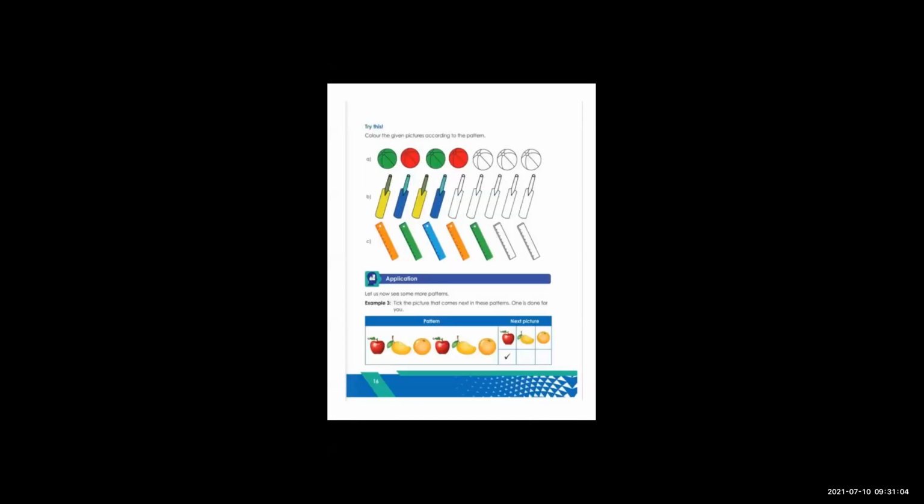Here we can see patterns of different colors. Green ball, red ball, green ball, red ball. So what will come next? Again green ball, red ball. In the same way, yellow bat, blue bat, yellow bat, blue bat. The patterns keep repeating. Orange scale, green scale, blue scale, then orange, green, blue, orange, green, blue. This way everyone comes to know color patterns and shape patterns.